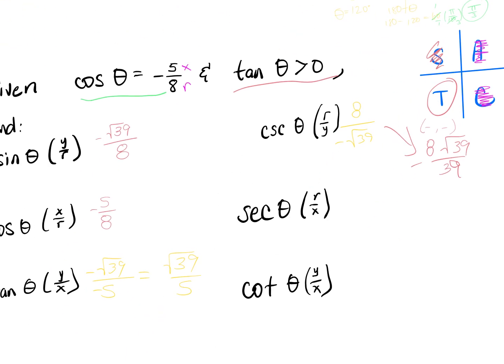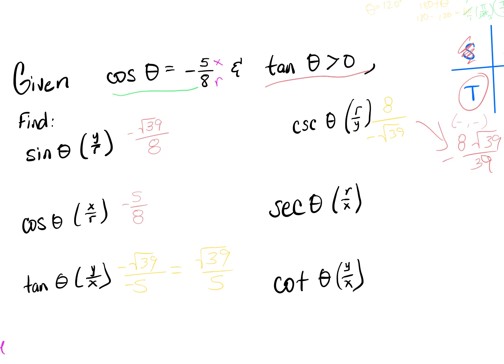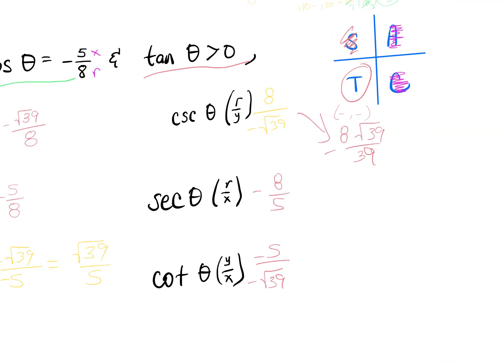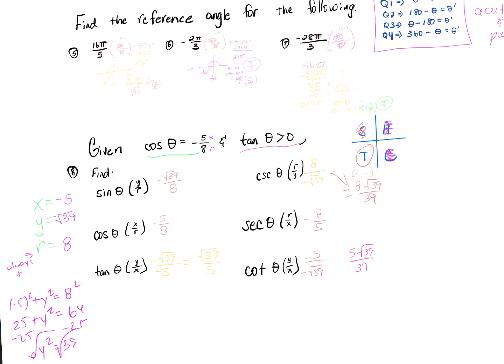What's my secant? When I flip my cosine, what does this become? Negative 8 over 5. Good. The 8 can be negative. It doesn't matter where you put the negative sign in the answer, just as long as it's there. And then when we flip here, I get negative 5 over negative root 39. Again, a negative divided by a negative is a positive. So I have 5 root 39 over 39. And if the numbers outside in the numerator and denominator cancel, then you can simplify them.